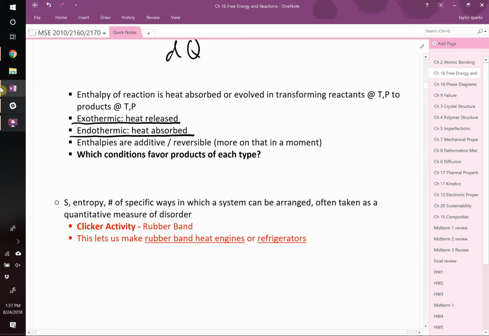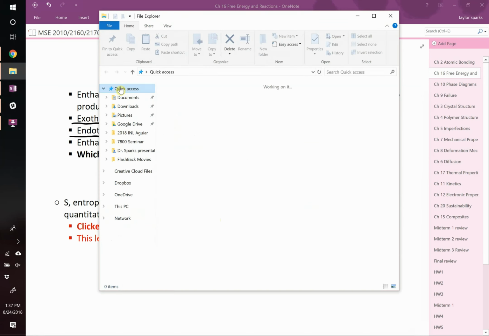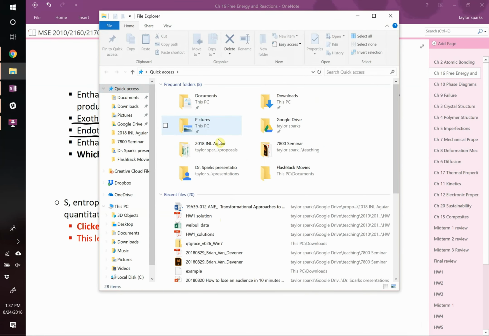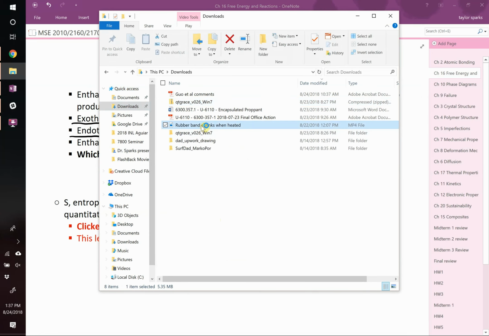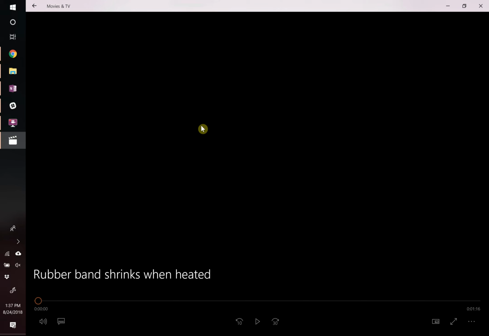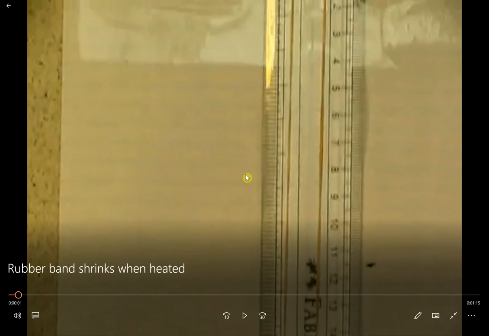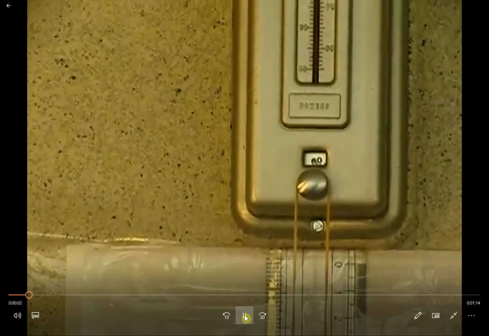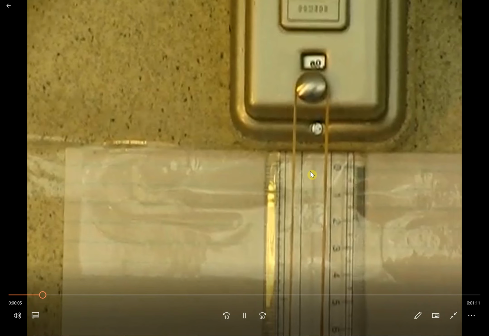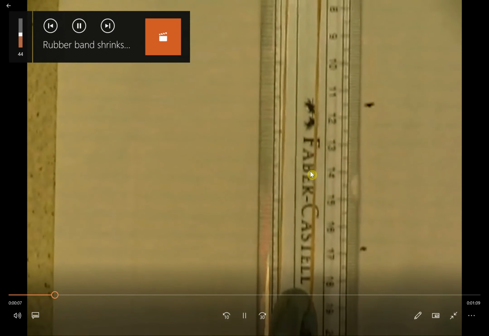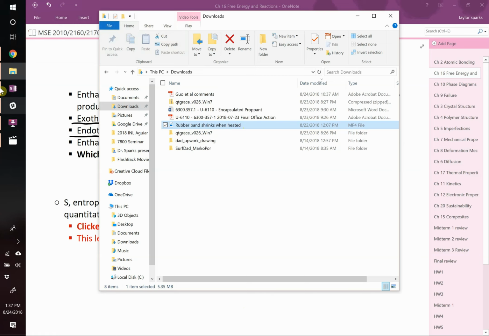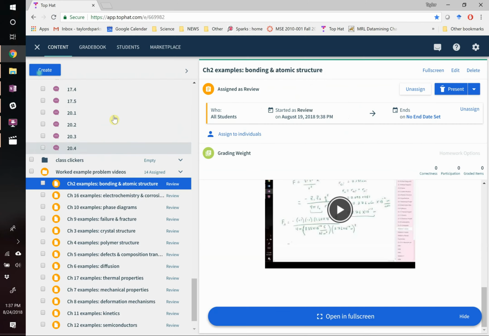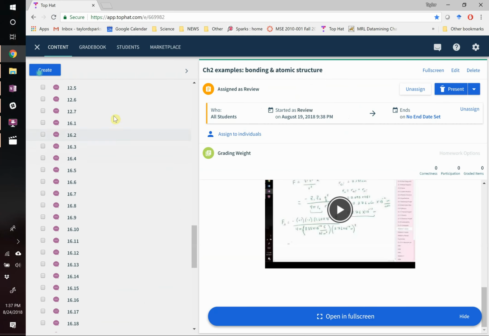But first I have a clicker example for us. So we're going to watch a video here, if I can find it. Nope. Under downloads. So we've got this. This is a rubber band. Okay. I'm super disappointed in myself. Okay, I'm going to start this quiz right now.